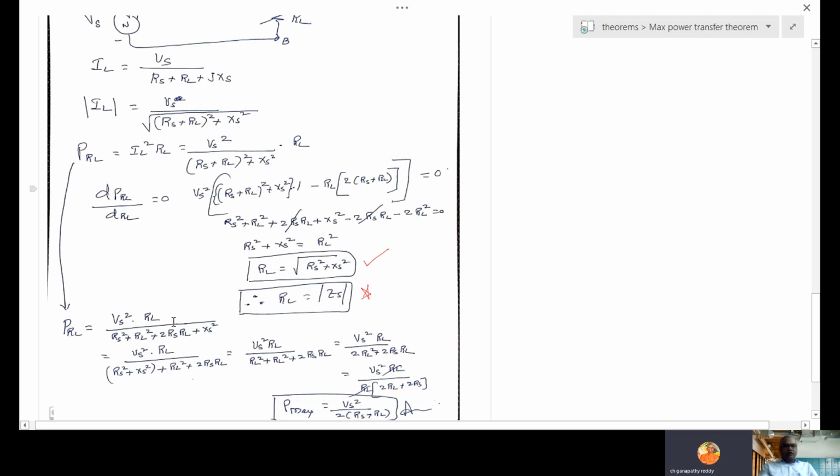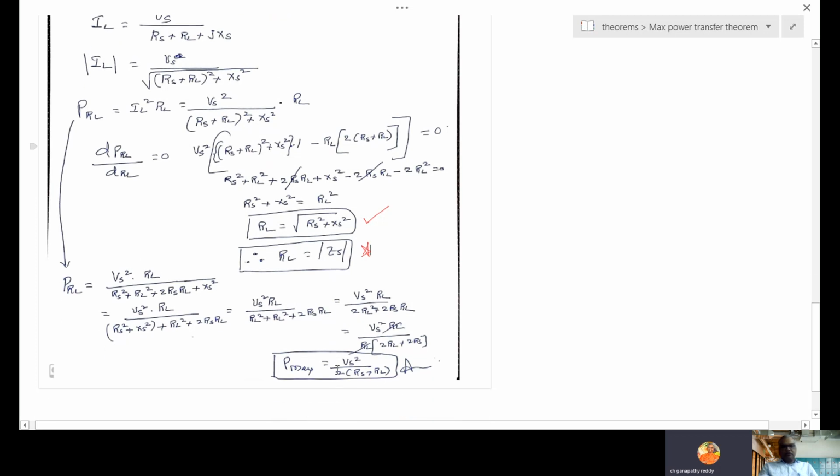Then what is the power in RL? This condition substitute here and simplify. Go through these steps. You get this formula. So this formula again is different: Vs square by 2 into Rs plus RL. This is the maximum power formula.